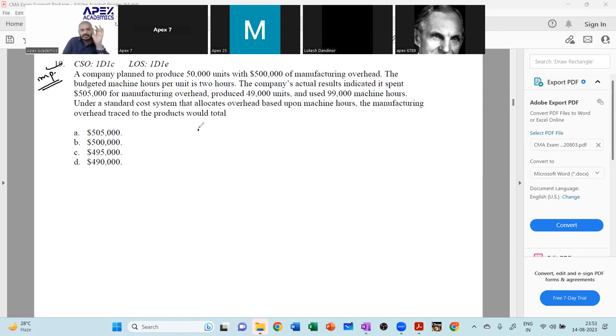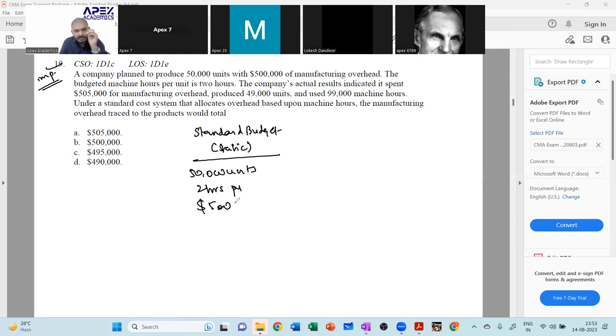My dear friends, you have your standard budget right here, which is static. What is that? You will have 50,000 units, 2 hours per unit, and $5 lakhs of manufacturing cost. The company's actual result indicated that it spent so and so and used machine hours. Overheads are allocated on the basis of machine hours.